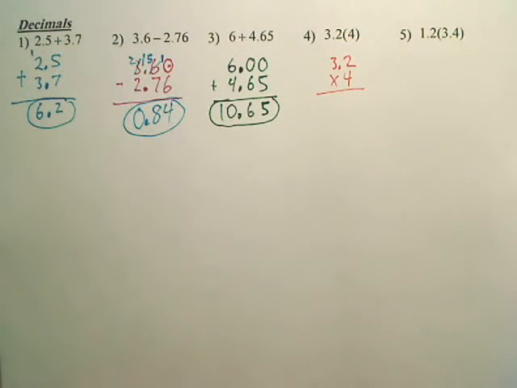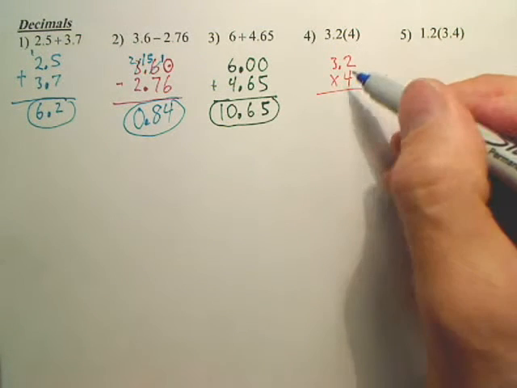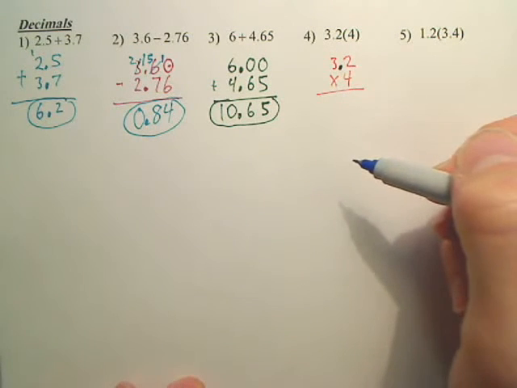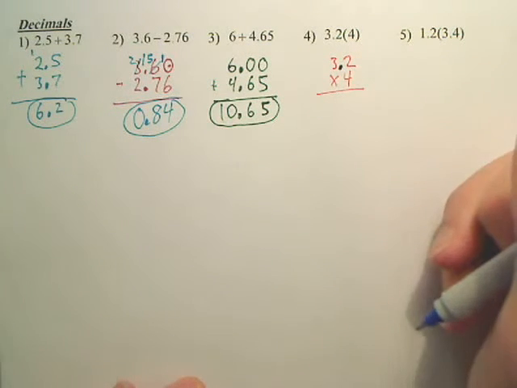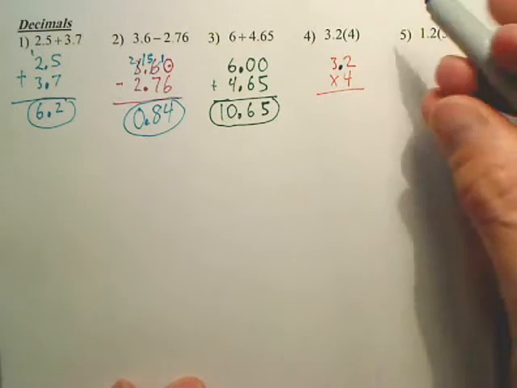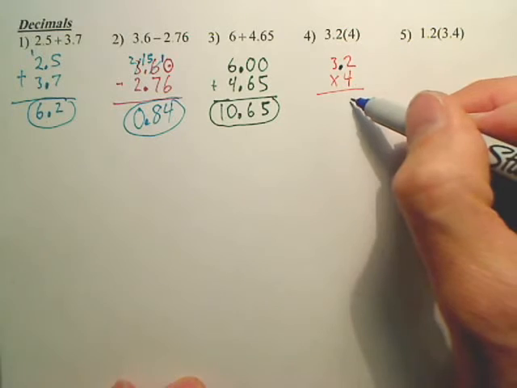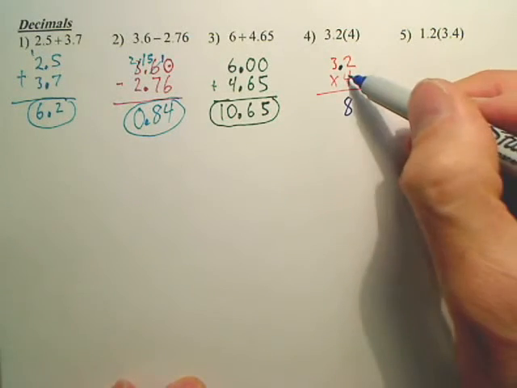Okay? Now, 4 times 3.2. Basically, ignore this decimal. You just ignore it. And multiply 4 times 32. What's 4 times 8? Sorry. 4 times 2 is? 8. What's 4 times 3?